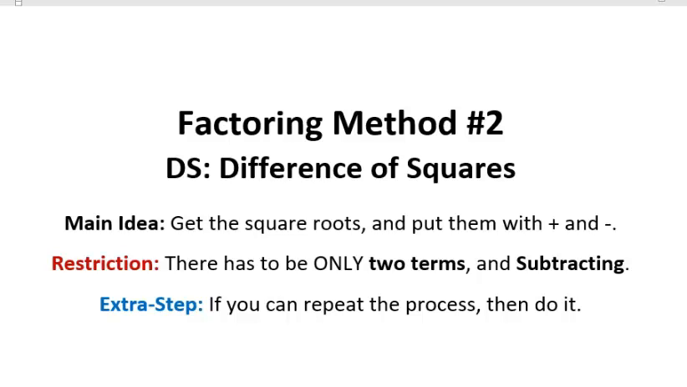Okay, we're factoring polynomials, and now we're going to use another method called difference of squares. The main idea of this method is to get square roots, and then you put those square roots in parentheses. You're going to have two parentheses, one with plus and the other one with minus. It's very simple. But there are some restrictions.